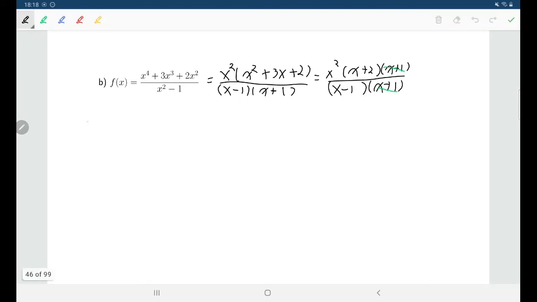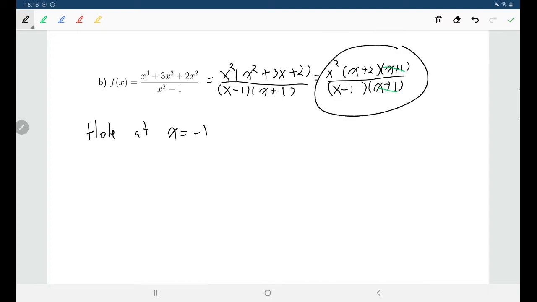Number 1, we have a hole that happens when x is equal to -1. And if we wanted to find out what the y value is, we put in -1 for x into our simplified version of our function.